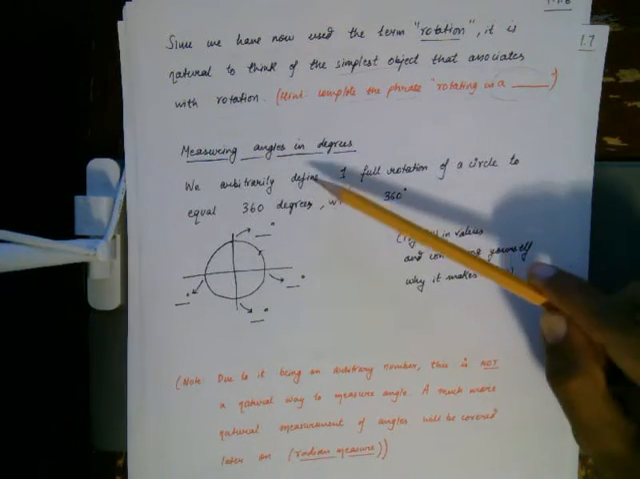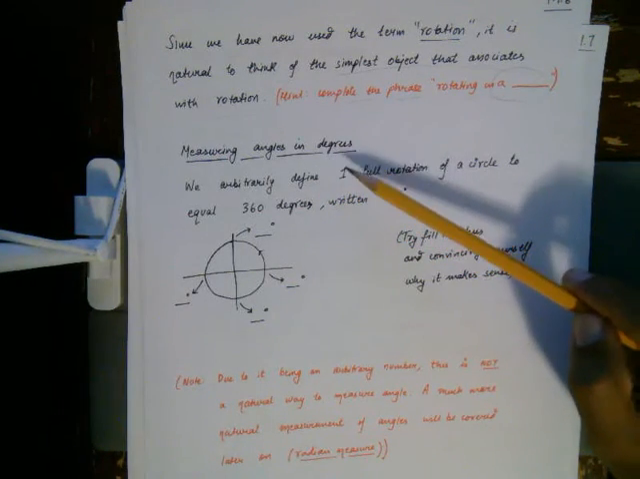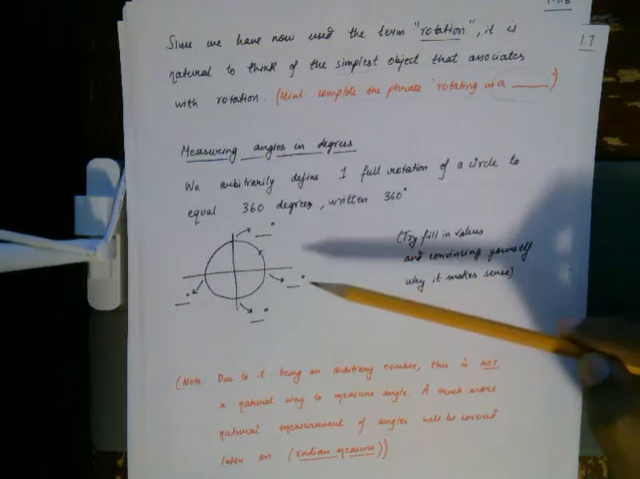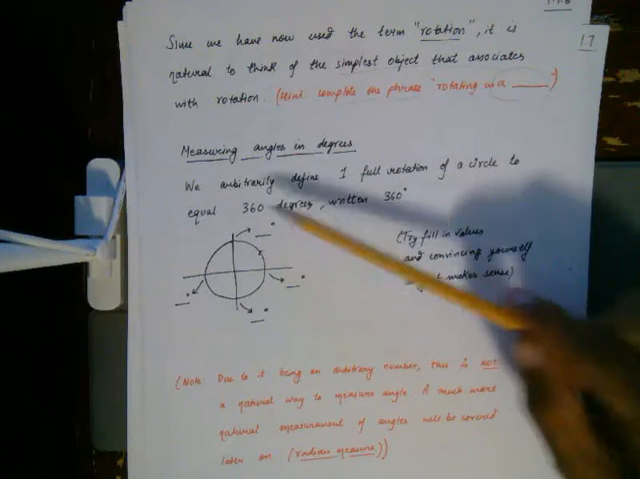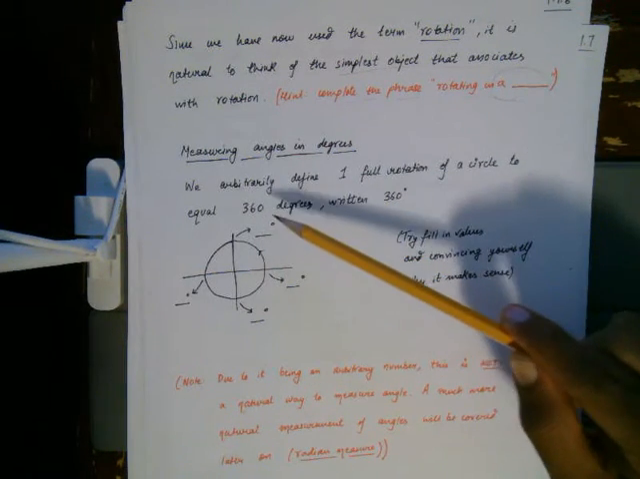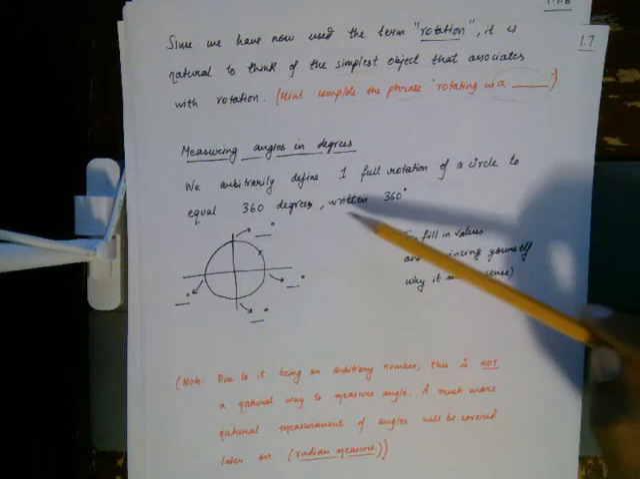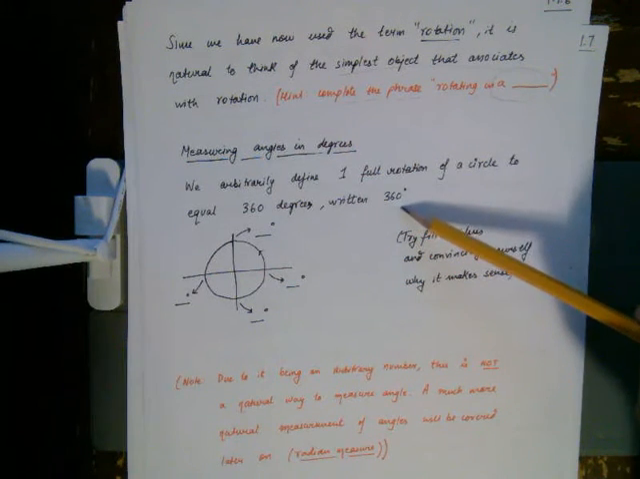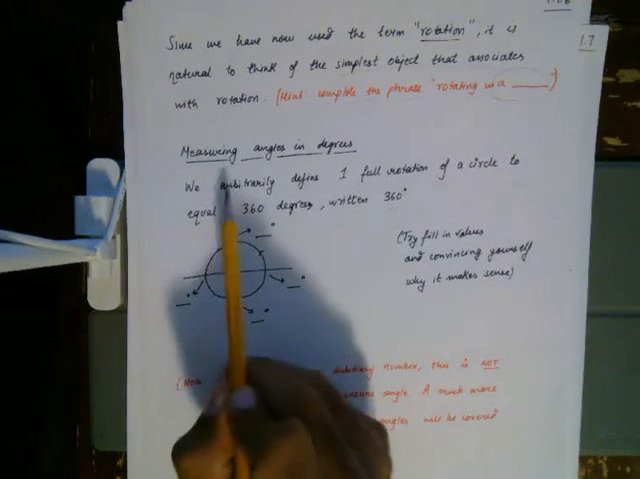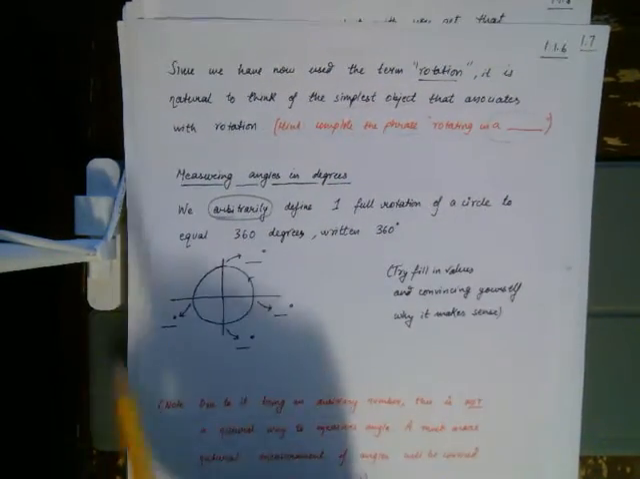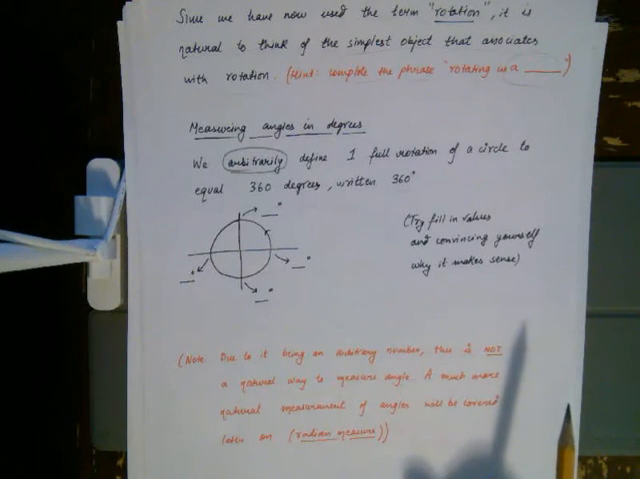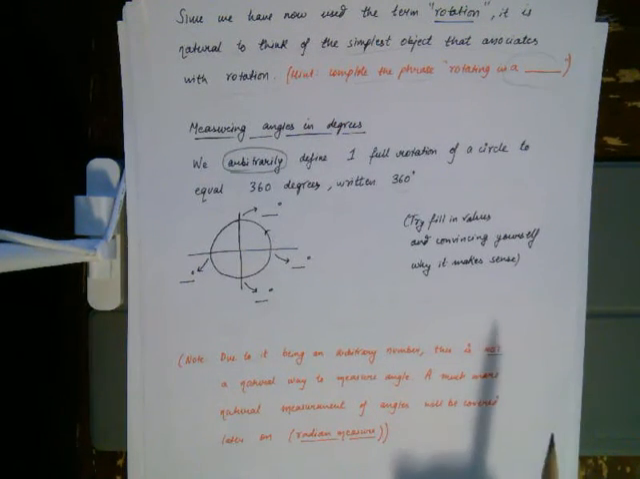Our first method of measuring angles is in degrees, which you are probably familiar with, but we're nevertheless going to go over it. We arbitrarily define one full rotation of a circle to equal 360 degrees, written 360 with this circular dot on the top. Emphasis on arbitrarily. There is no reason for one full rotation to be 360 degrees. We just have to give it a value.